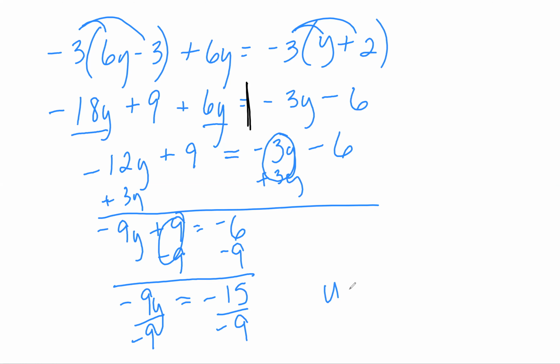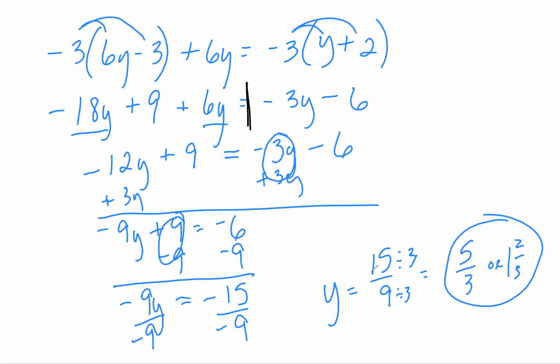And so my final answer is not 15 over 9. I have to simplify that. Oops, by dividing by 3 on both sides. I moved both the numerator and denominator. And so I got 5/3 or 1 and 2/3 is my answer. Okay.